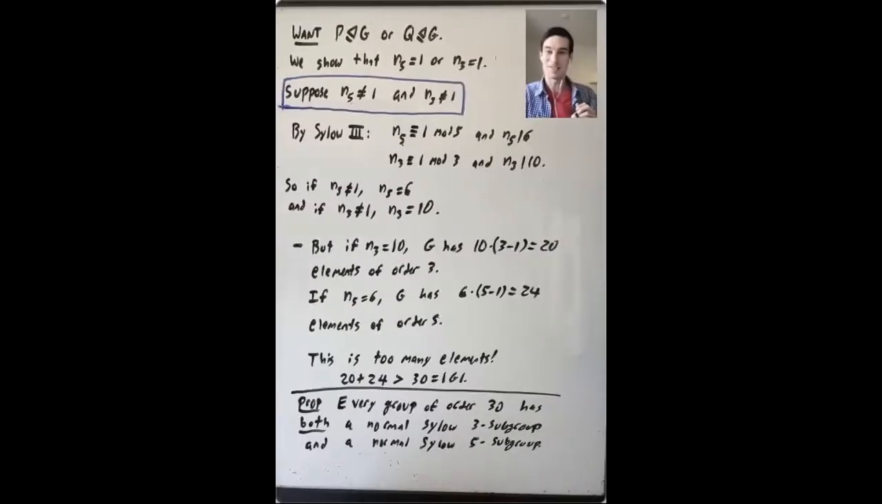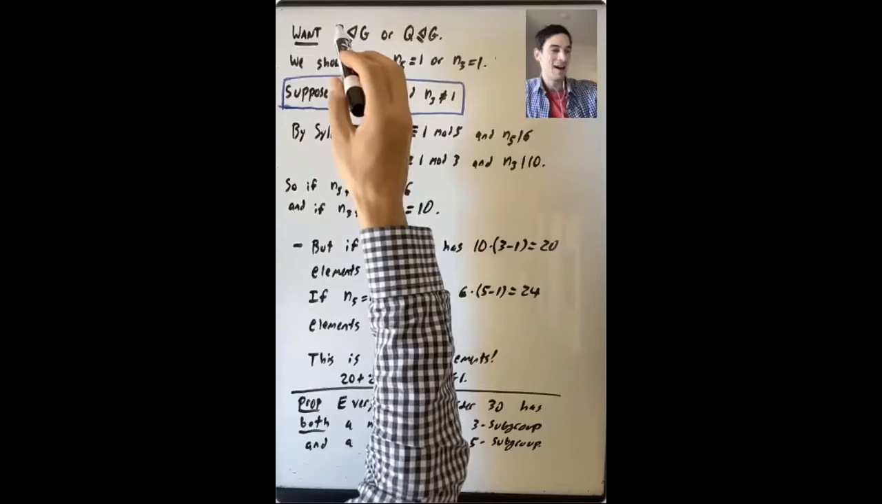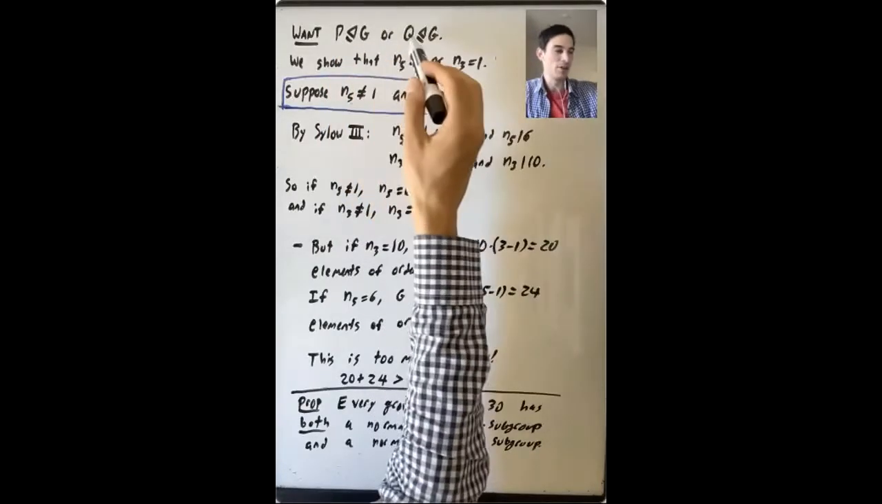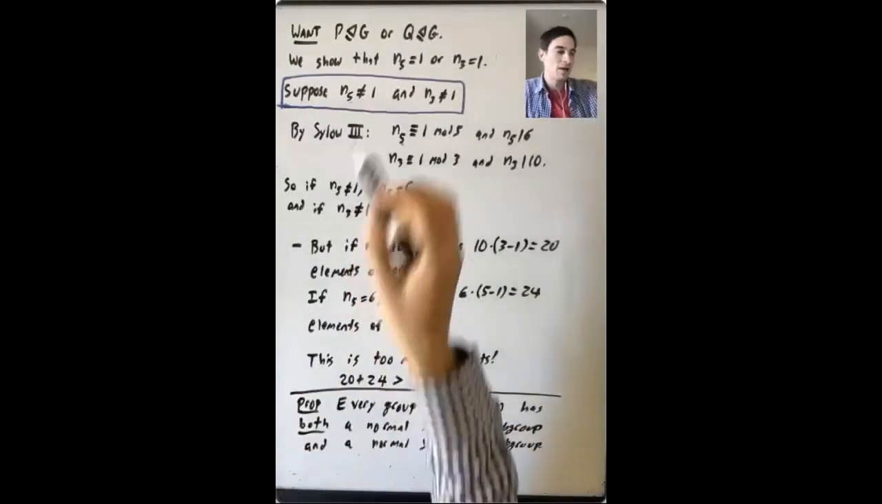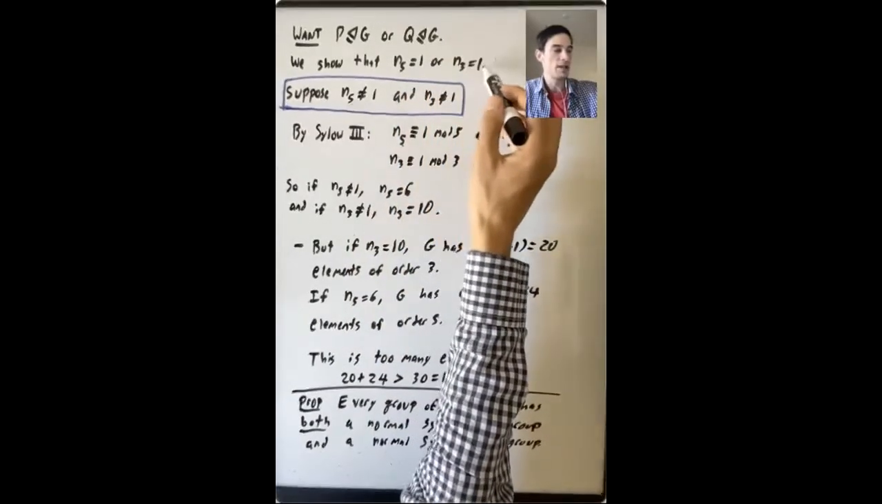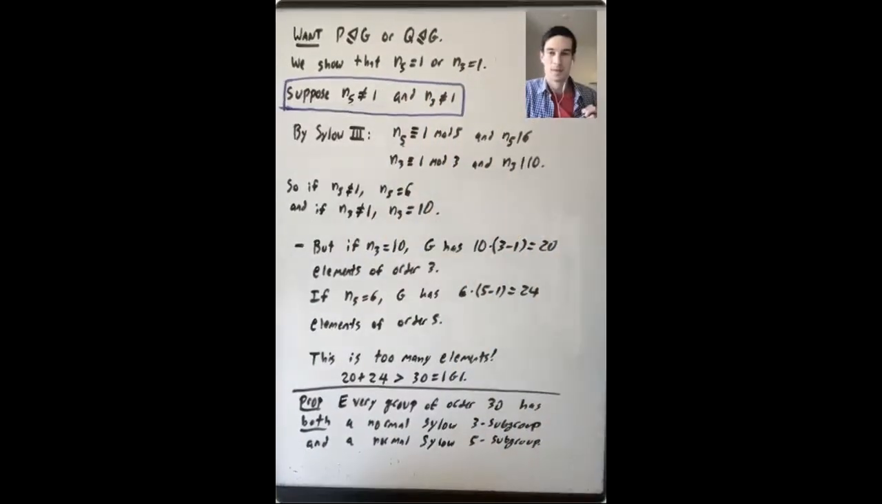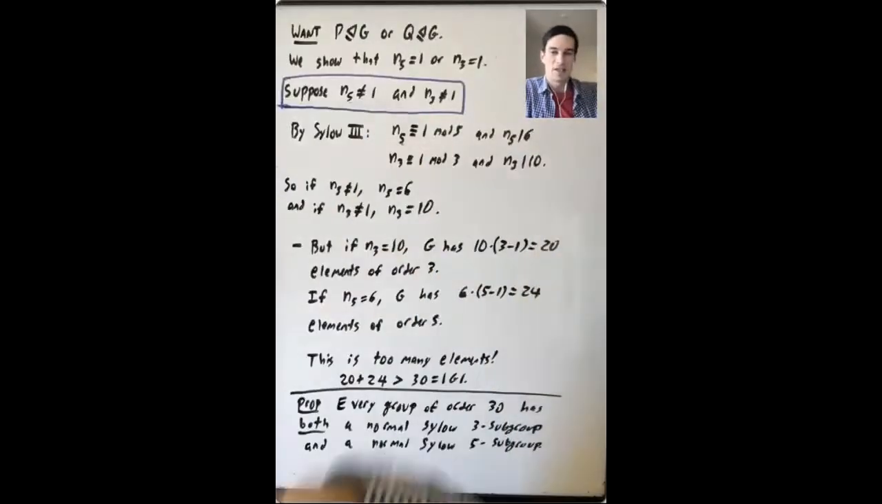Let's finish up our discussion of this example. We want to show that either P is normal in G or Q is normal in G. So what does that mean? We want to show that either there's a unique Sylow 5 subgroup or there's a unique Sylow 3 subgroup. So we'll prove this by contradiction. Let's suppose that n5 is not 1 and n3 is not 1.